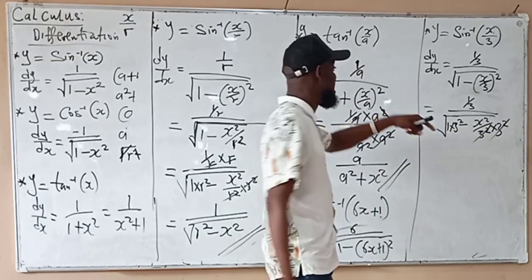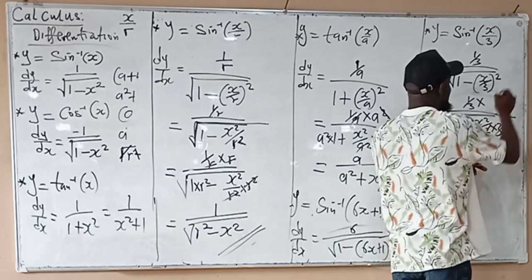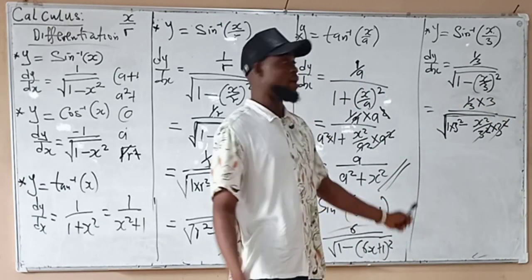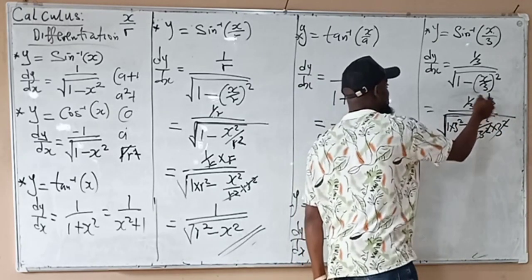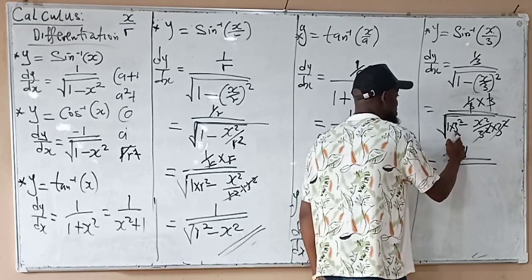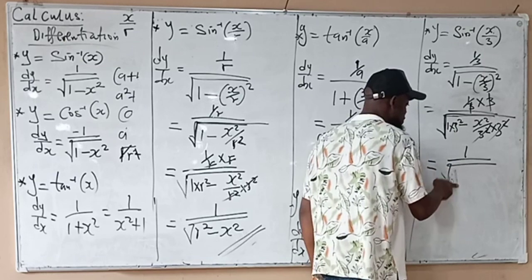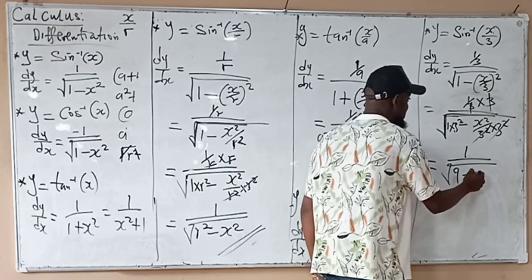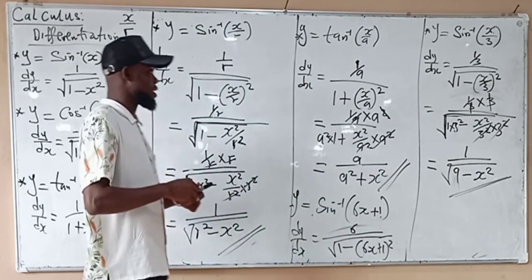For the one with the square root, I will take the square root of 3 squared and multiply. What is the square root of 3 squared? 3. I will now take the square root of 3 squared and multiply the other side. So this will cancel this. We have 1 over the square root of 3 squared times 1, which is 3 squared. And what is 3 squared? 9 minus x squared. That's what I will have as your answer.